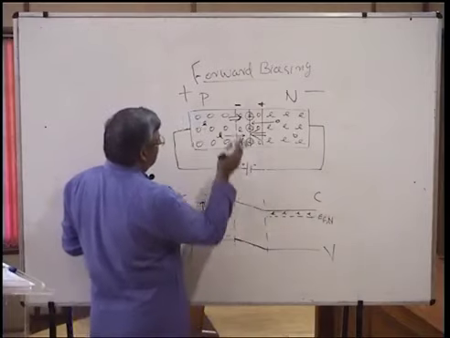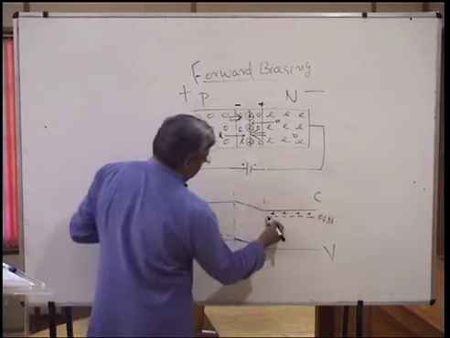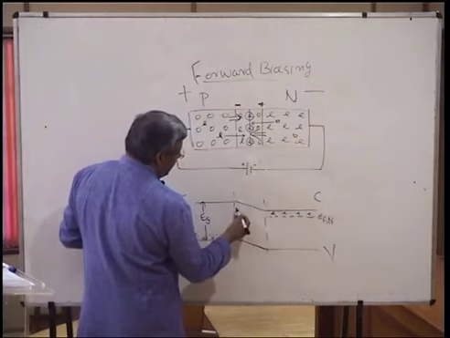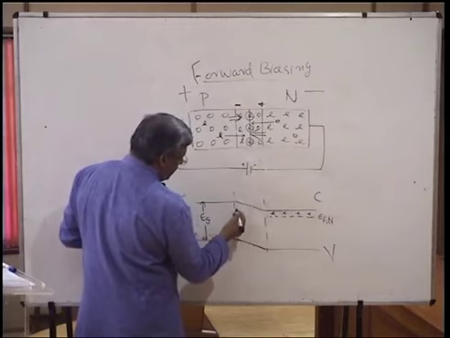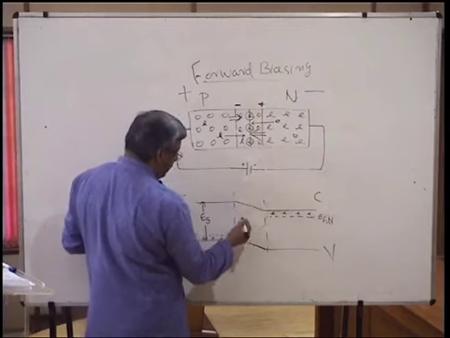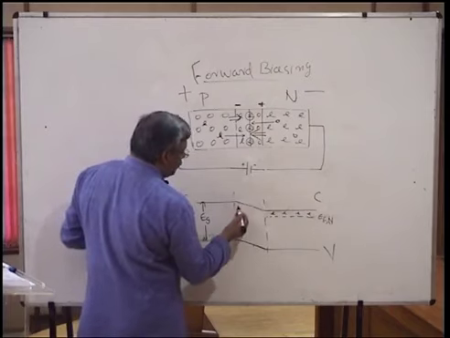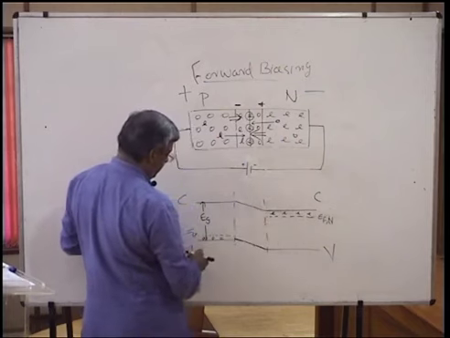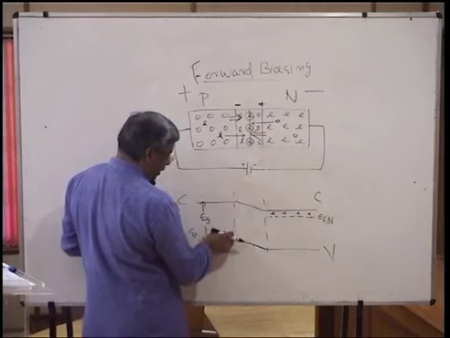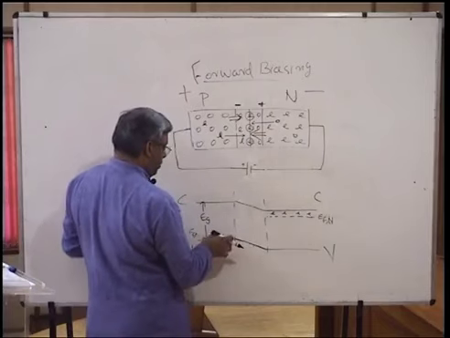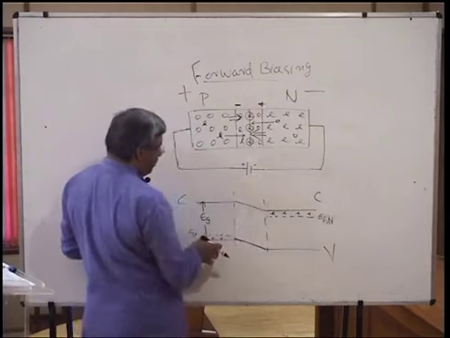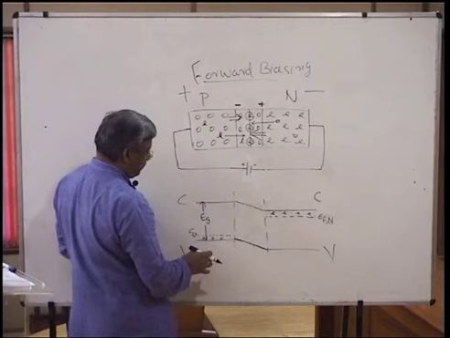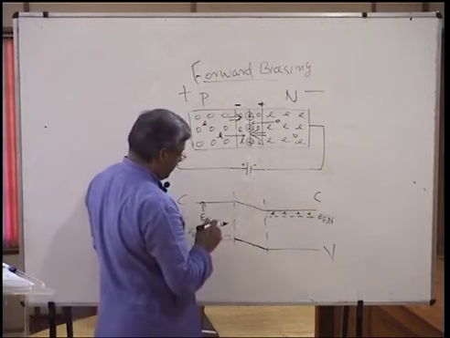Now, the conduction band of the N region will be depleted and the electrons will be coming to the depletion layer, and will fill the conduction band of the depletion layer. Similarly, holes will be coming to the valence band of the depletion layer and will be filling the valence band of the depletion layer. And now something very important happens.